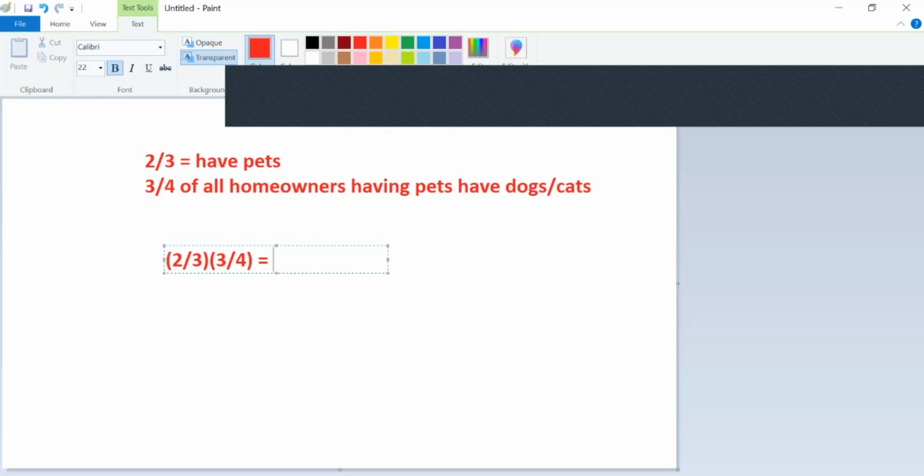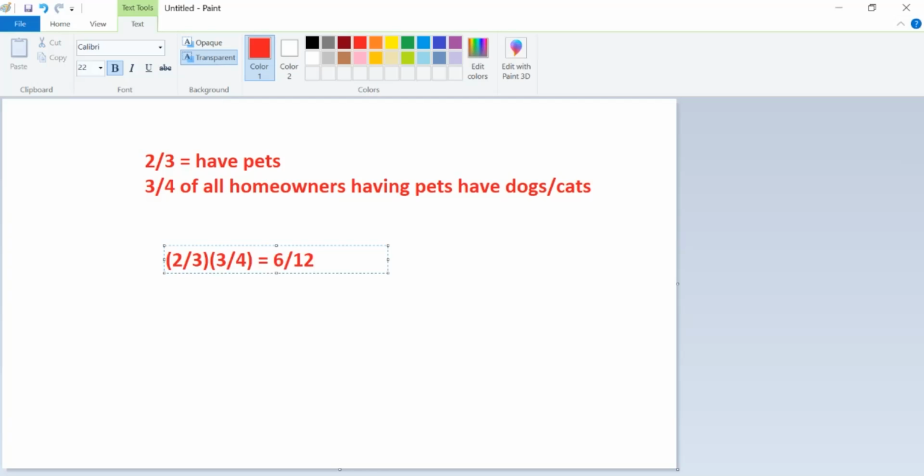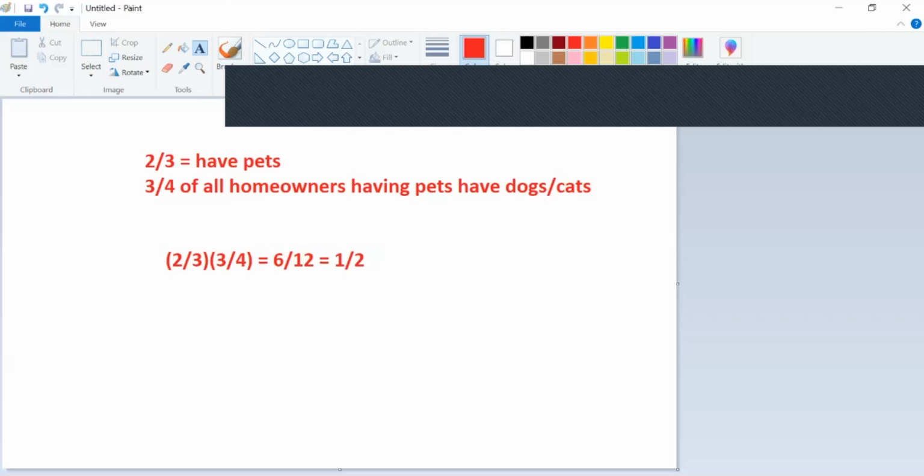So when you do that, you say 2 times 3 is 6, and the bottom, 3 times 4 is 12. But we don't want to leave it like that. We want to have the smallest fraction we can get. You're going to divide the numerator and denominator by 6, and you're going to get 1/2. That's your answer. Does that make sense? Yeah, it does now.